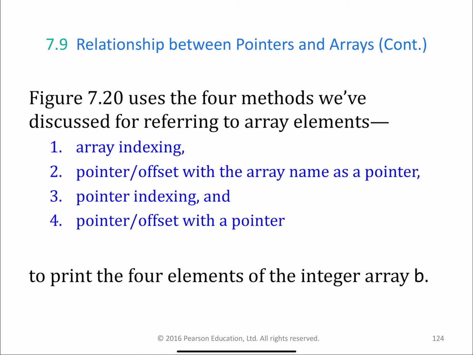So then there are 4 different methods for referencing elements of an array. The first one is array indexing, which is simply using an array, which we've now done a couple of times. And there's pointer offset notation with the array name as a pointer. Then there's pointer indexing notation and pointer offset with a pointer. And we can use any of these 4 notations to access elements of an array, in this case array B.